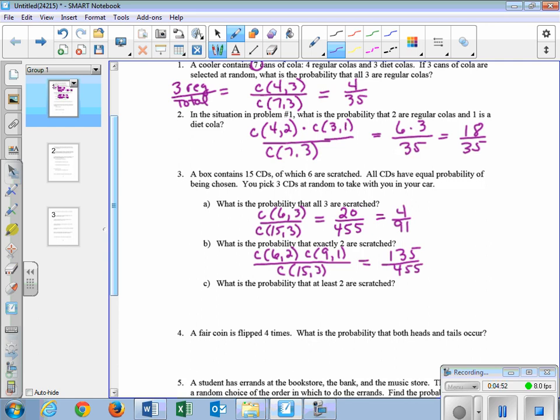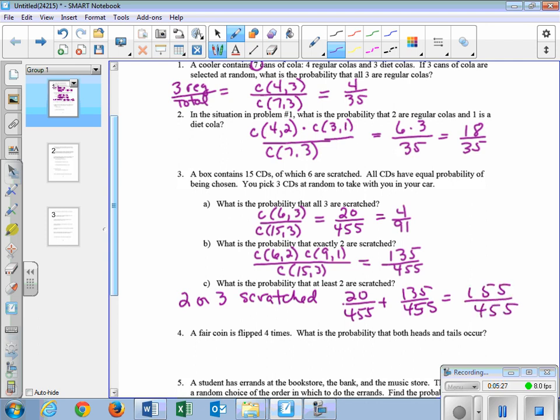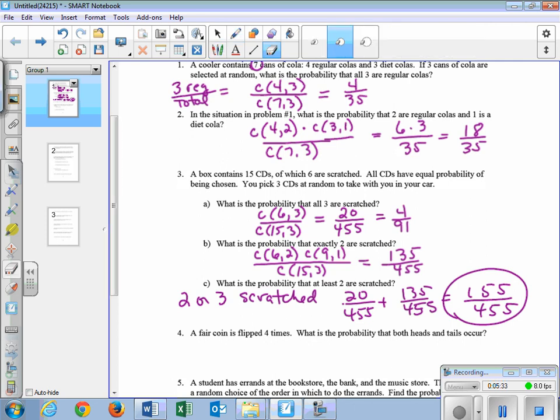Part C. What is the probability that at least 2 are scratched? That means 2 or 3 are scratched. So I would be looking at this and saying, well, didn't I just do those? I have 2 or 3 being scratched. Don't redo the work. We just did it in part A and part B. So I'm going to take my 20 over 455, add that to my 135 over 455 to get 155 over 455. Okay, that's a 155. That doesn't look like a 1 there. Very good. Let me erase that.